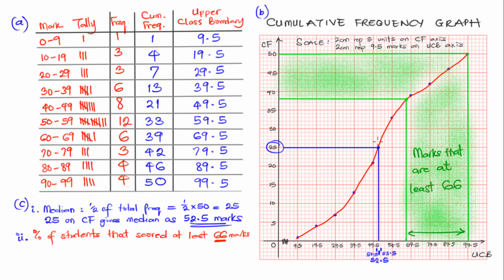Then the number of students is going to be reflected on the cumulative frequency axis. That's the frequency range for students that score at least 66. And that will be 50 minus the lower boundary, which is 38. That is 12. So that frequency range is 12. We are asked to find the percentage of students that scored at least 66. So that will be 12 over the total students, which is 50, multiplied by 100%. If you cut, this will amount to 24%. So 24% of the students scored at least 66 marks. And with that, we are done with our question on the cumulative frequency graph.